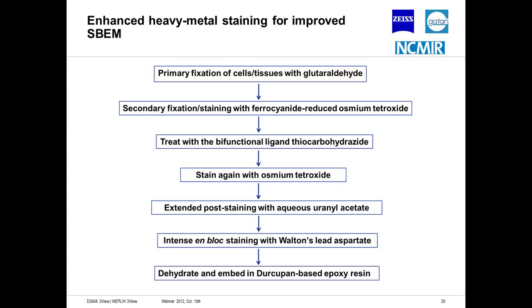You then do a prolonged staining with uranyl acetate, then en-bloc staining with Walton's lead aspartate, which is a lead stain that was introduced almost 30 years ago by Judy Walton. And then you dehydrate and embed in epoxy resin. Preferably, we use a very hard version of Durcupan ACM resin. So let's see, that's osmium, iron, more osmium, uranium, lead. It's a lot of metal staining.